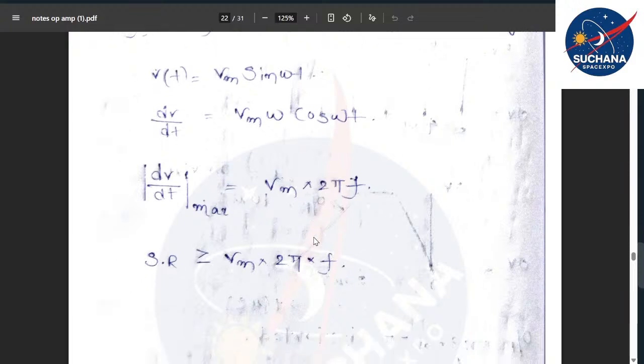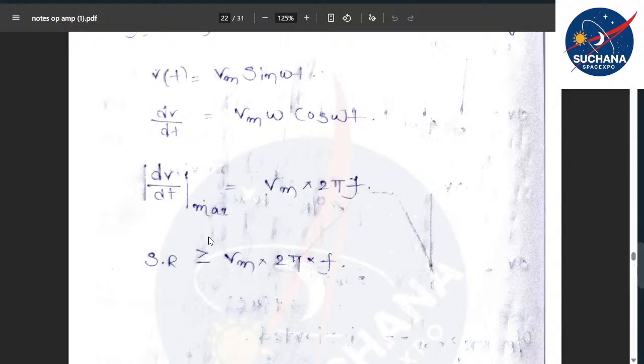So in case of a sinusoidal wave, we already discussed what the slew rate is. Slew rate means the rate of change of output. The rate of change of output is nothing but slew rate, how fast the output voltage is varying. All the time we discussed the slew rate, the units are in volt per microsecond. In 1 microsecond, how much voltage can it change?